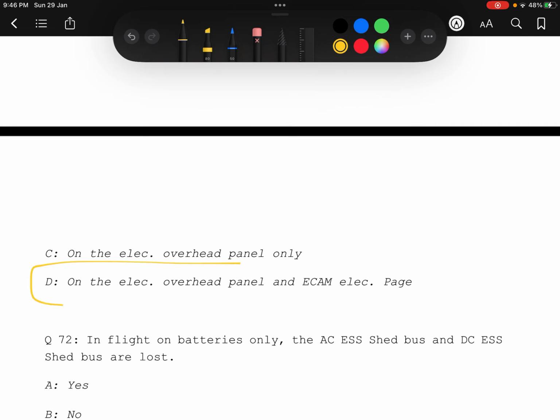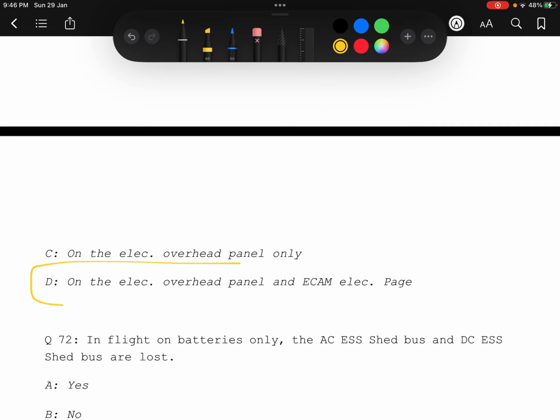I'll go to the FCOM, and here is the static inverter. The last 2 lines of this page and further the first 4 lines of this page are about this static inverter only. You will be able to find it.